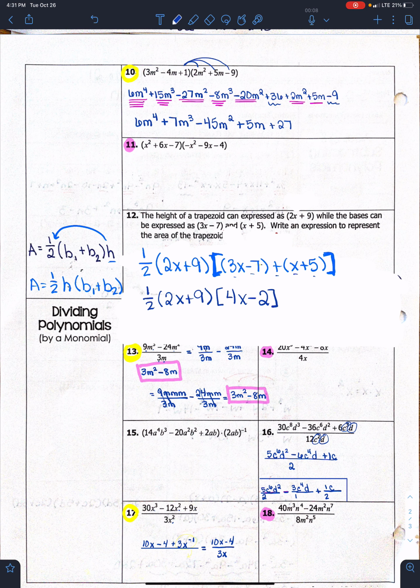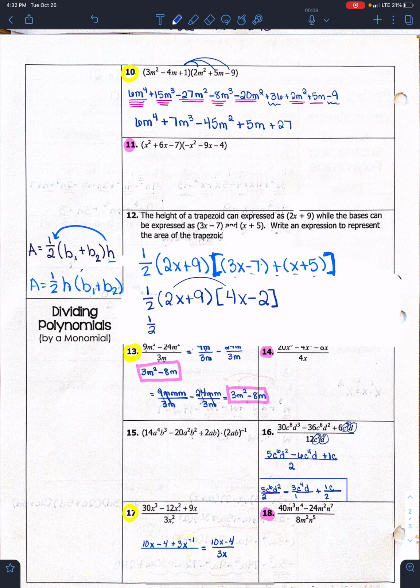I'm going to leave the fraction for last. That's just going to help me not have any fractions inside of what I'm multiplying first, because it's easier to divide by 2 later than it is to multiply by 1/2 at the beginning and risk getting decimals or fractions. So now using distribution, we're going to take 2x times 4x.